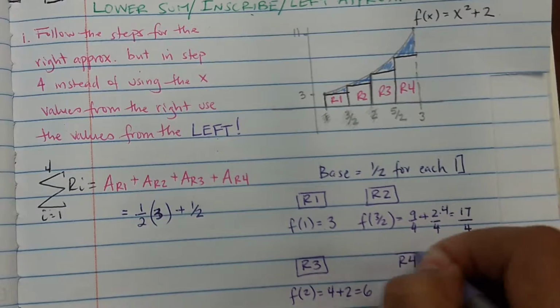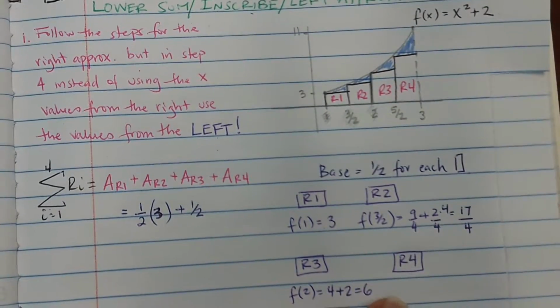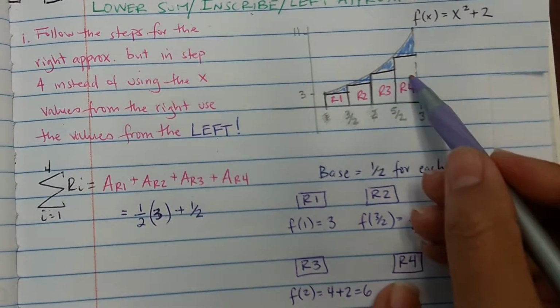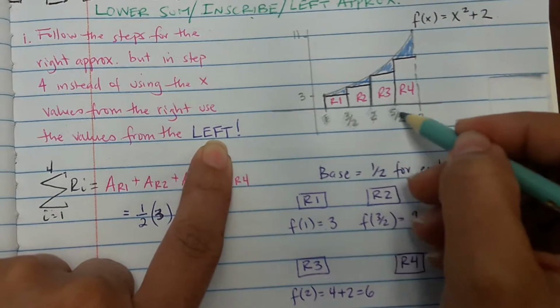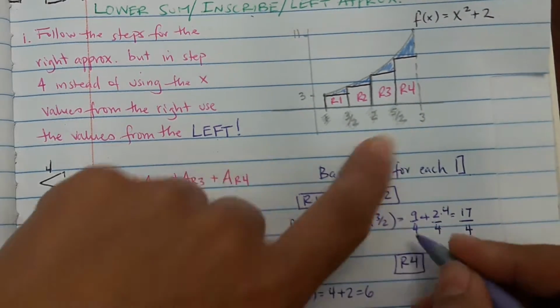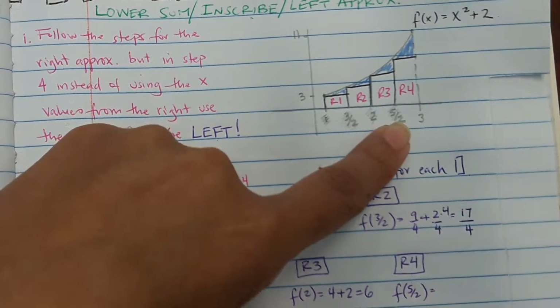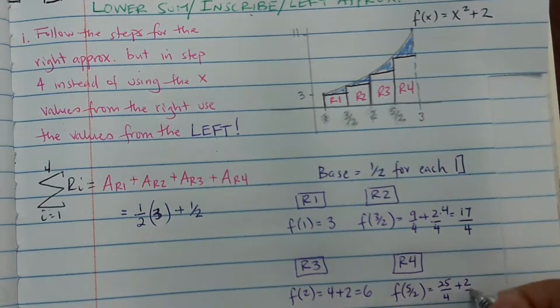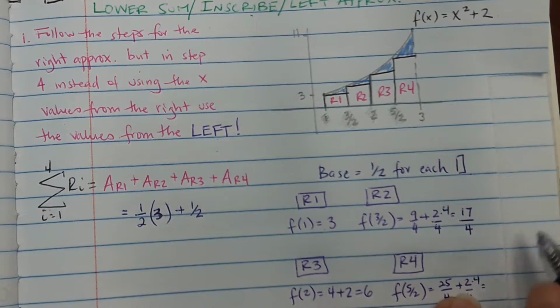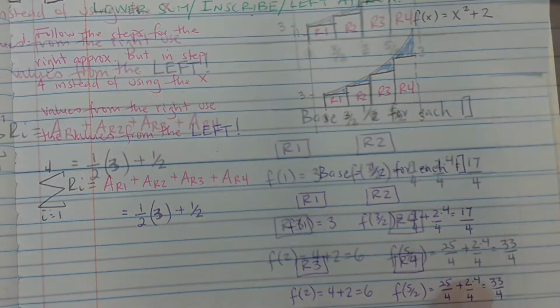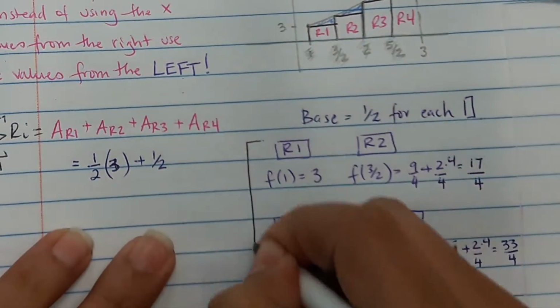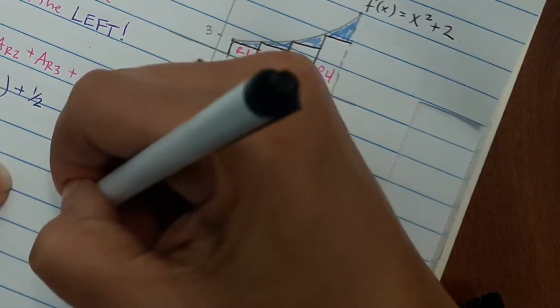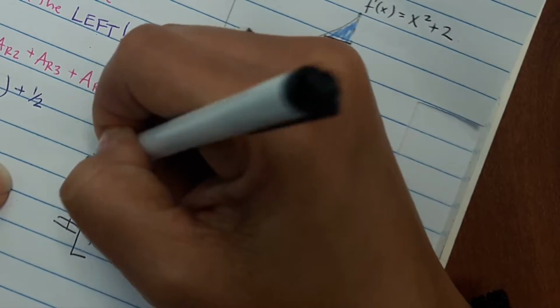And then finally, the fourth rectangle, the value on the left-hand side for the height is 5 over 2. So we're going to square that, which is 25 over 4, plus the 2. Make the denominators the same so we can add them. So it's missing a 4, put it at the top. So 25 plus 8, which is 33 over 4. So all of these are the height of each of the rectangles.